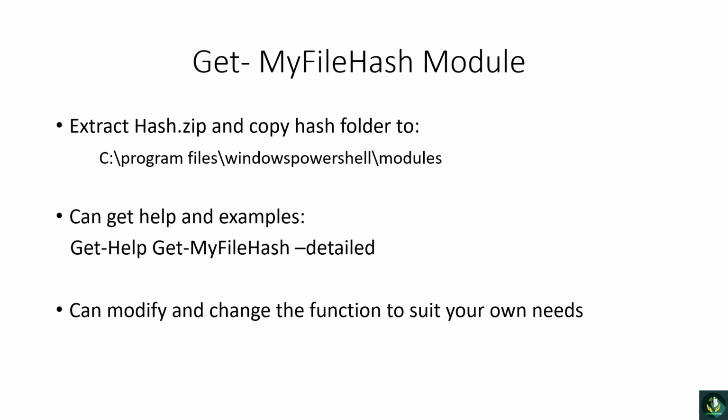Now I wrote this so that it can help you understand how to use it, so I put in some help and some examples. Once you have copied it out there, you can do Get-MyFileHash -Detailed, and it's going to give you a bunch of information about what it does, and there are a couple of examples in there on how to use it. So you can just start looking at files and getting results right away.